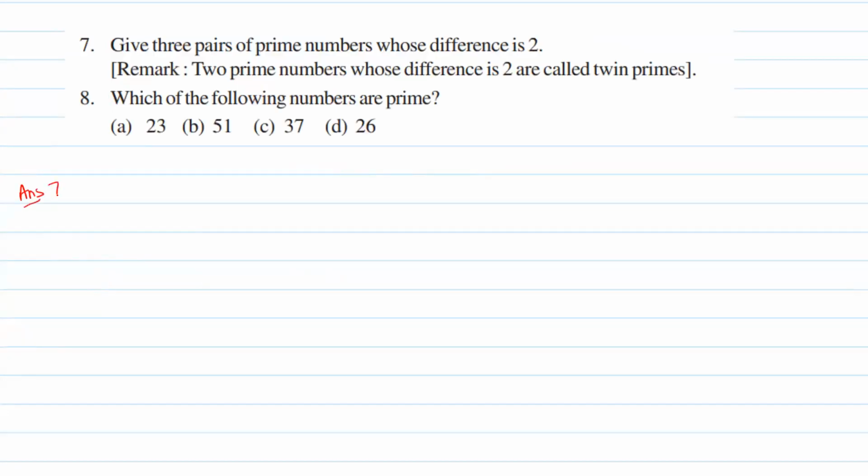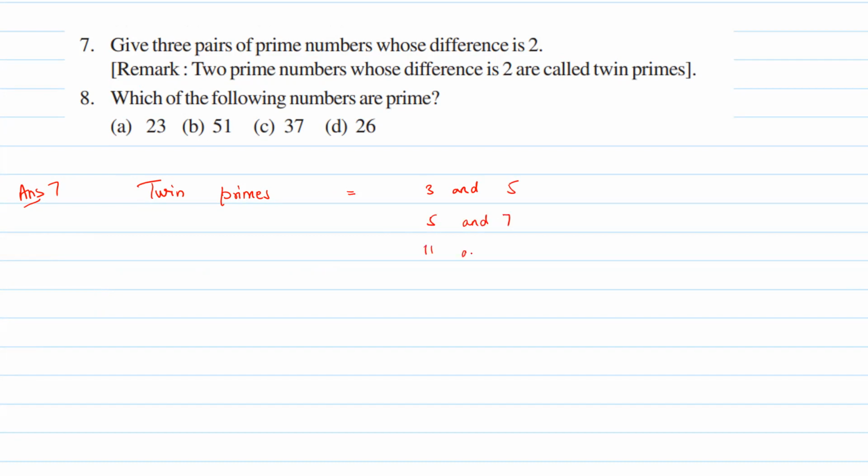Coming to answer 7. Give 3 pairs of prime numbers whose difference is 2. You should know that a difference of 2 between any two prime numbers gives us twin primes. So exactly, we have to write pairs of twin primes. Now there is no limit, so you can write any. It can be 3 and 5. It can be 5 and 7. Very simple.